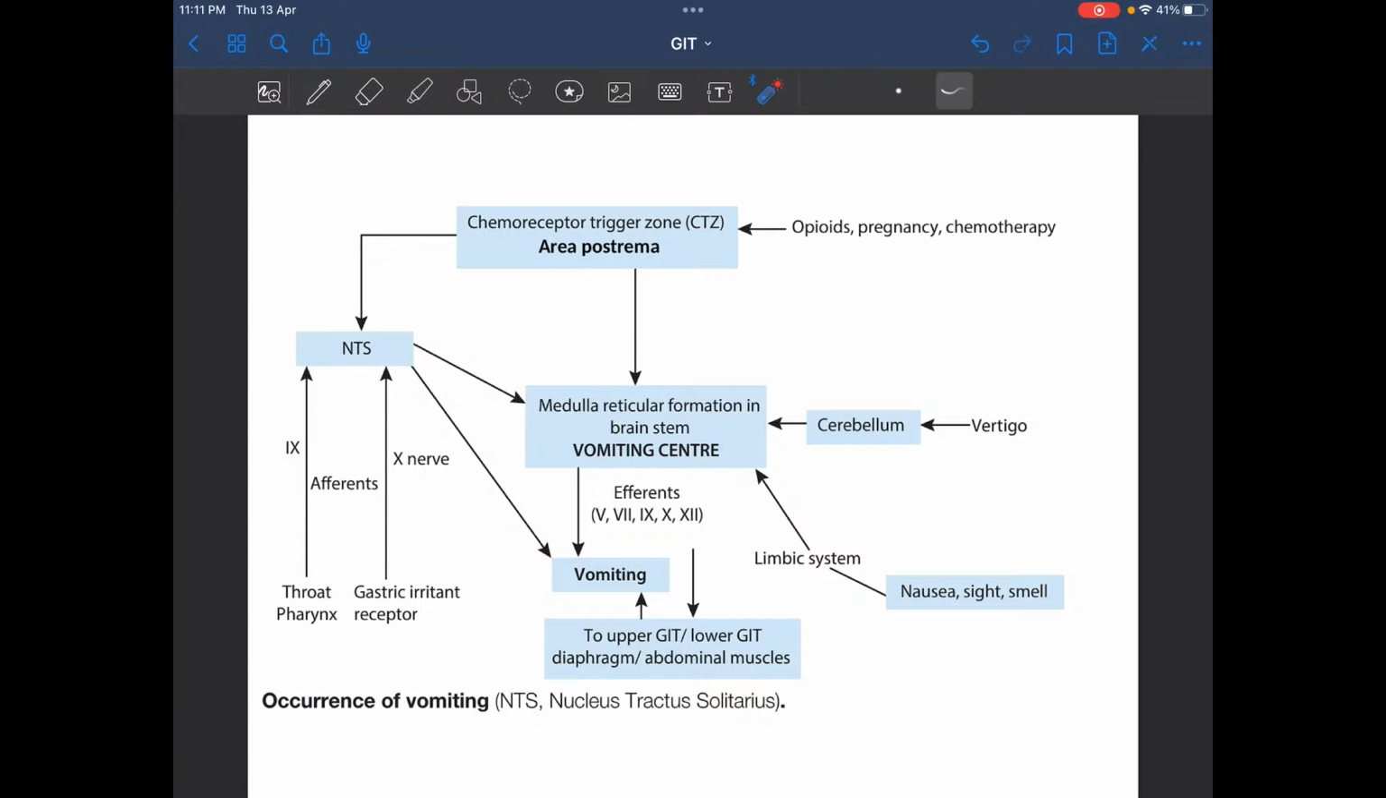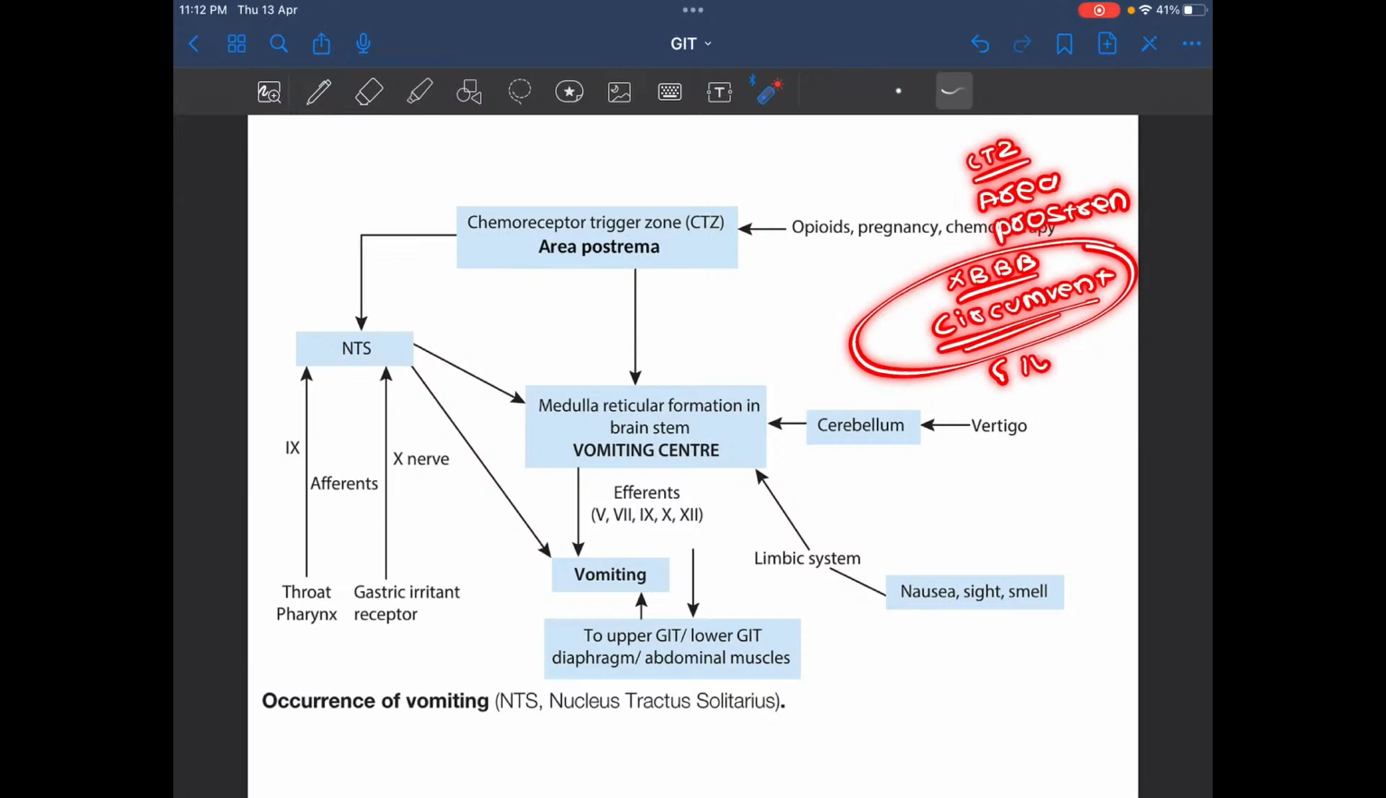So just read about that. The chemoreceptor trigger zone, that's also known as the area postrema. How is it different from different portions of the brain? It does not have any blood-brain barrier. Okay, so it's known as a circumventricular organ. Which ventricle is it associated with? It's mainly the fourth ventricle.